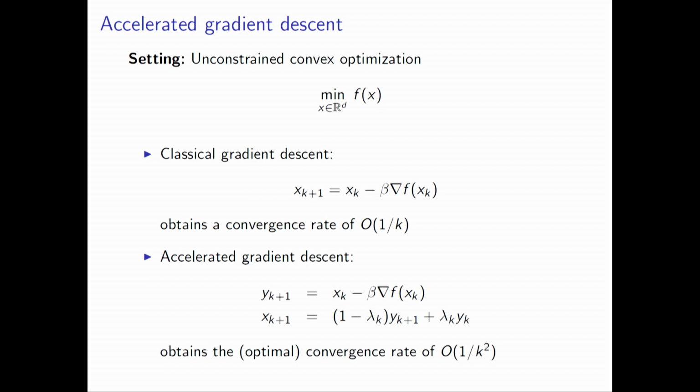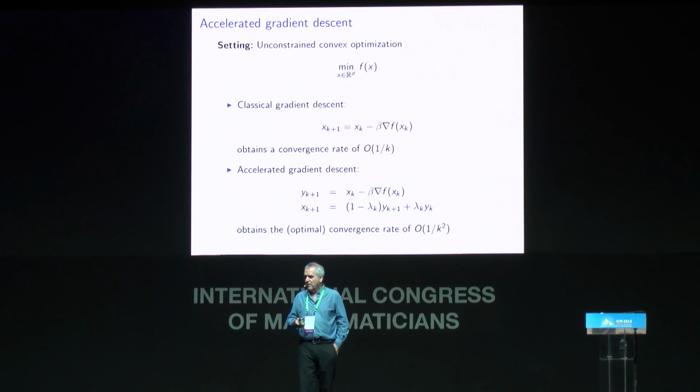It's got 2 pieces to it. The first, there's now a y variable and an x variable, 2 variables. The y variable does gradient descent in the x, and then x takes a linear combination of the last 2 y values. So it looks like it has some momentum or a heavy ball or various interpretations of this. But the key is that you can now analyze this with a tool that Nesterov developed, and you can show that its convergence rate is in fact 1 over k squared.